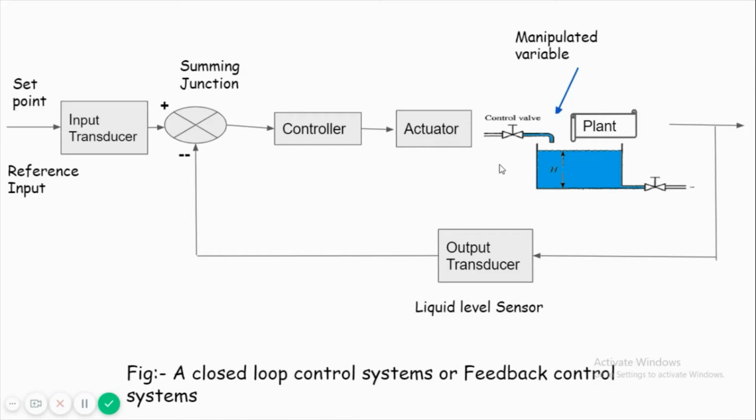Another important thing is the controlled variable. What are we trying to control here? We are trying to control the height of the liquid. So here in this case, the output or the controlled variable is the height of the liquid in the tank. So this is a simple example where we can see these things.